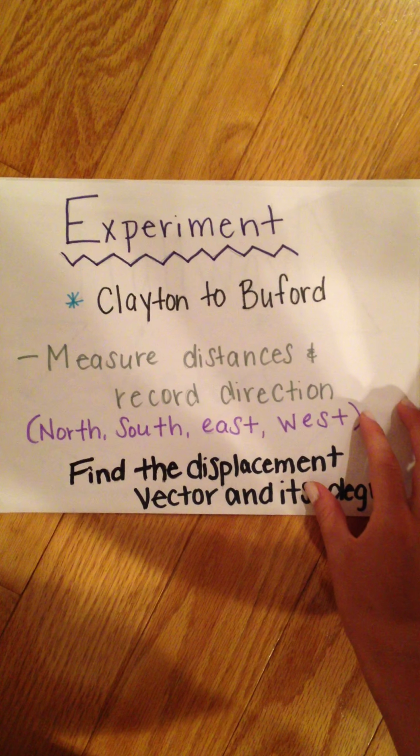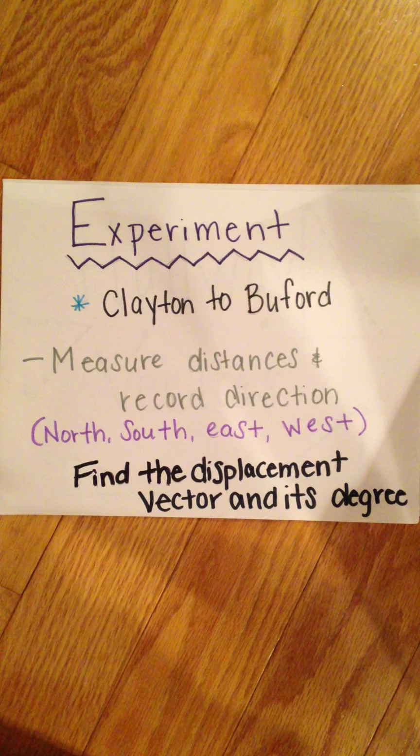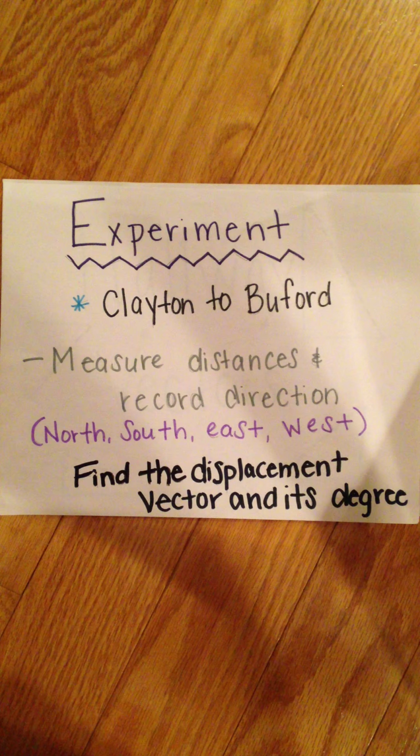So what we had to do was trundle from Ms. Clayton's room to Mr. Buford's room to find the displacement vector and the degree in which it was traveling in. So in order to find the displacement vector and this degree, we had to not only measure the numerical distances, but we also had to record the direction that we were traveling.